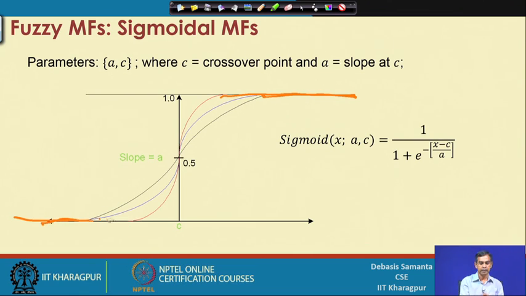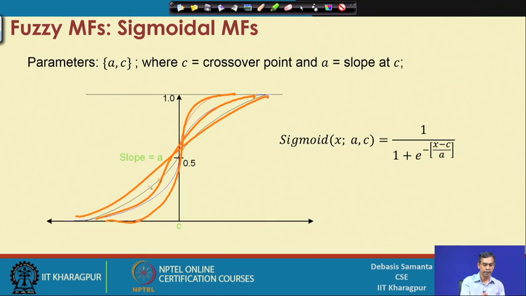So, the sigmoid is typically like this, and for different values of A, a different curve will be obtained. For one value of A, the curve will be like this, for another value of A, the curve will be like that, and so on. So, if we change the values of A, then a different pattern of the curve will be obtained.